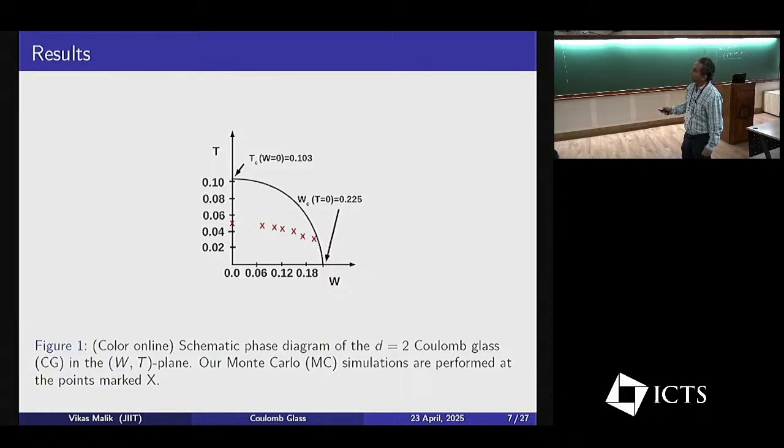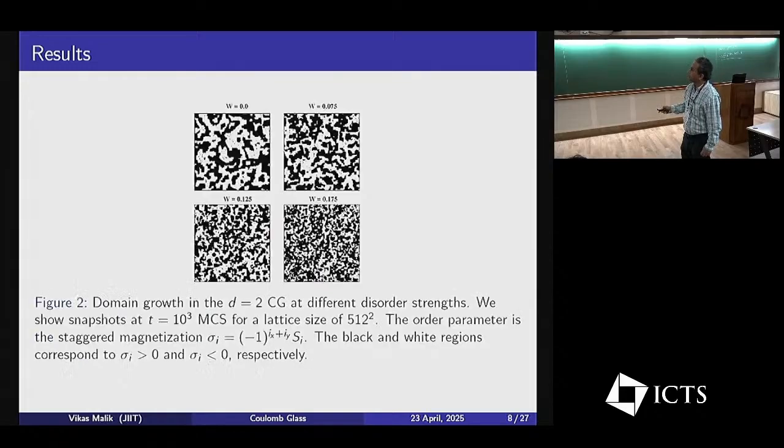We quench our system from a high temperature phase, paramagnetic phase, to T equal to Tc by 2. And this is the antiferromagnetic phase. These are the domain diagrams. Since the order parameter is staggered magnetization, we look at the staggered spins. Sigma ij will be equal to Sij times minus 1 to the power i plus j. And the domains are basically sites which are connected to each other, which have the same staggered spins.